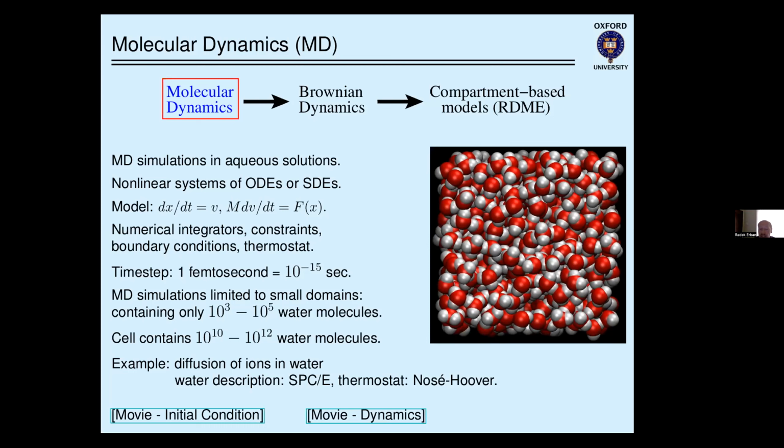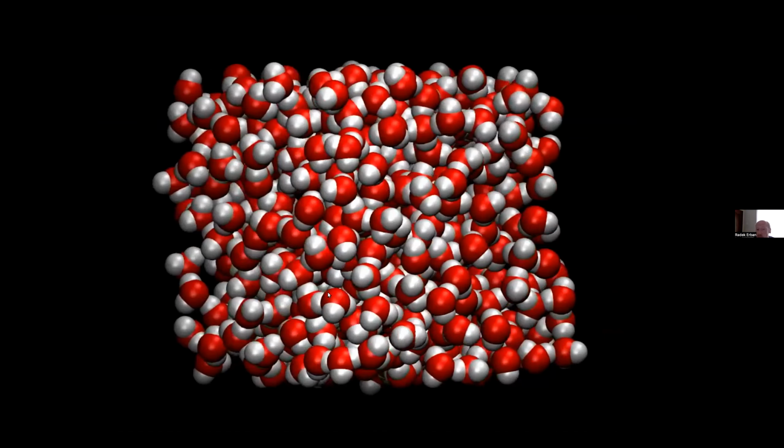So this is just to give you an idea of what is being done here. This will be a diffusion of ions in water. So I have to decide how I describe water, and I will simulate these Newton's equations. This will be my initial condition. We can see this is just a box of water molecules.